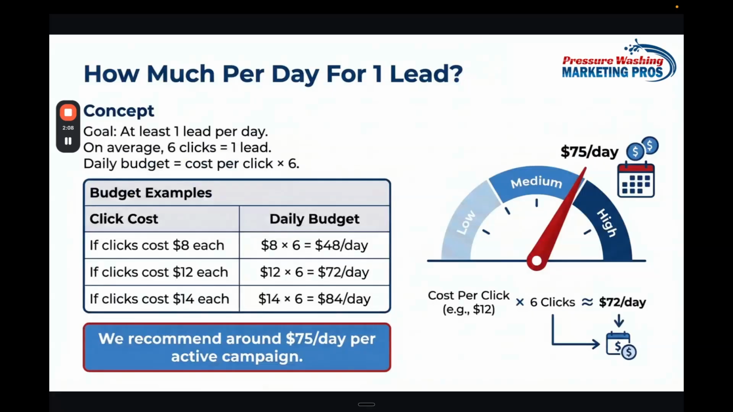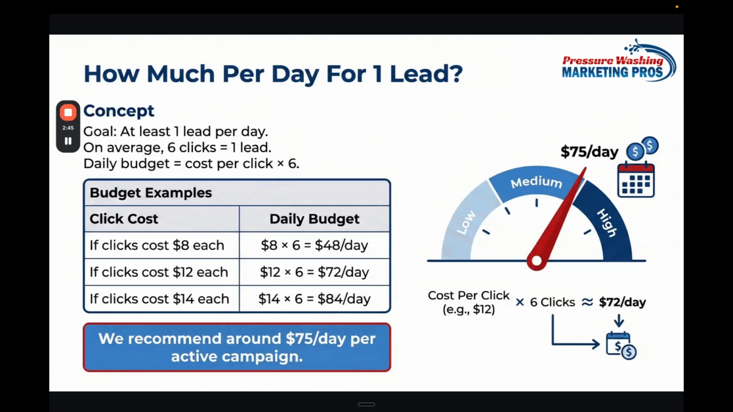So how much should you budget to get at least 1 lead per day? That should be the minimum standard, at least 1 lead per day from Google Ads. On average, as I talked about in the previous slide, 6 clicks equals 1 lead. So to determine how much you need to spend per day, you need to see how much those bids are in your market. As I said, bids can be anywhere between $8 to $14, even as high as $16 in some competitive markets. So you want to multiply how much you have to spend per click times 6, since 6 clicks is going to get you 1 lead.